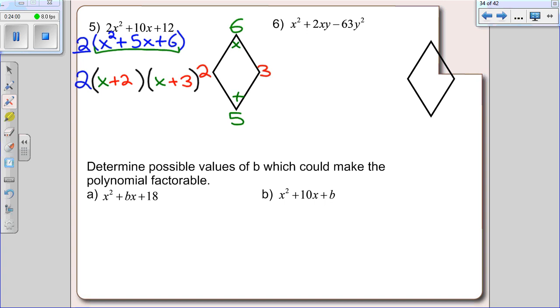Because I GCF'd it, I divided everything by 2, but then I had to represent that I divided everything by 2 somehow. So I represent it by multiplying, so it's still balancing it.